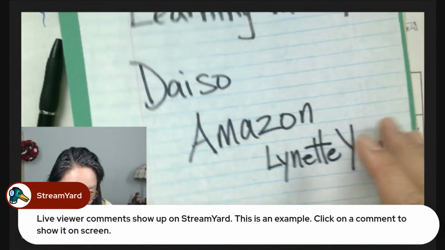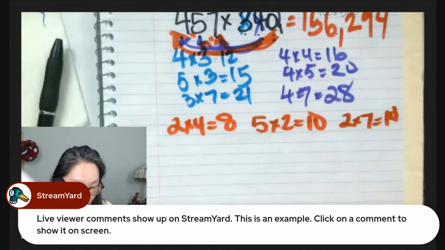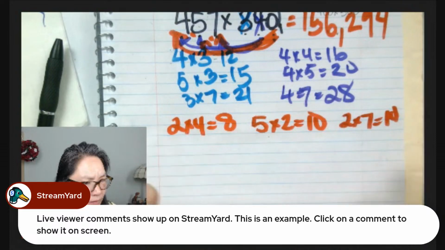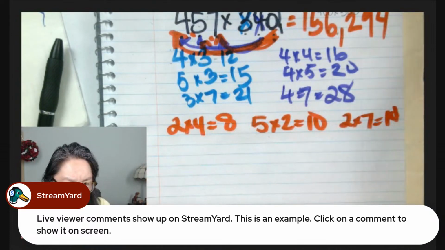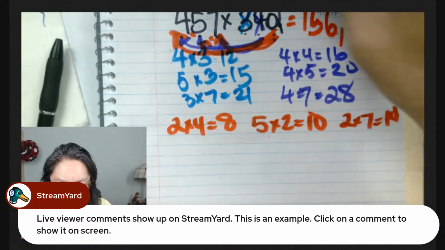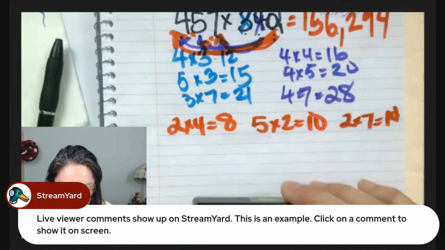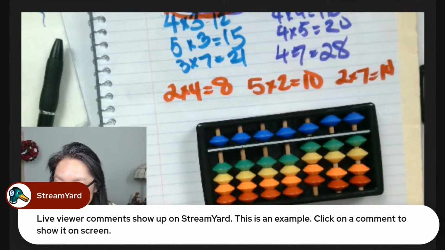Any other questions? Annette, did you know how to read the abacus before I forget? I don't know if you came in on the time to understand how to read the abacus. We can go over it if you like.